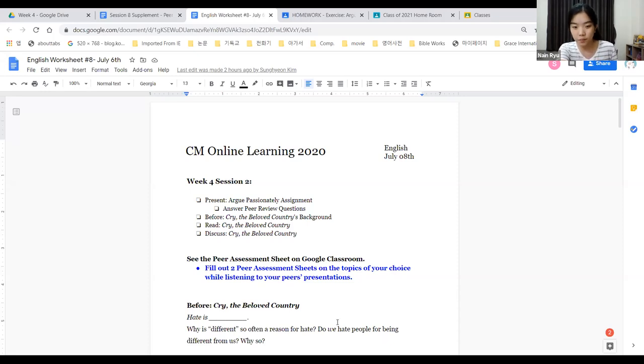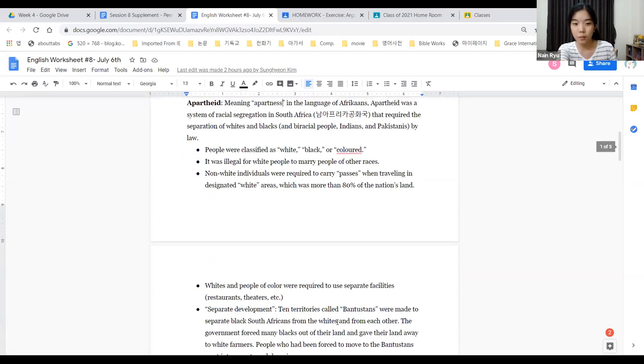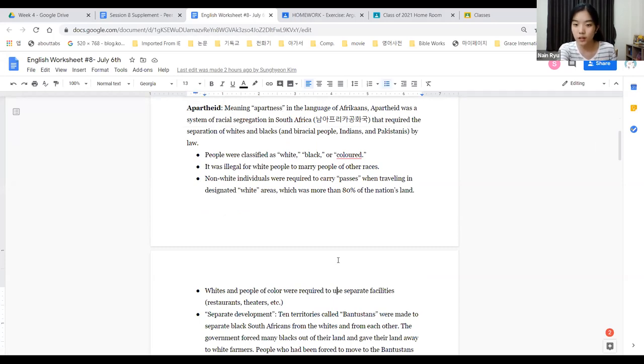Okay, so if you look here, it says apartheid, meaning apartness in the language of Afrikaans. Apartheid was a system of racial segregation in South Africa that required the separation of whites and blacks and biracial people, Indians and Pakistanis, by law. So it was a system that separated people by skin color. I think a lot of us have probably heard of a similar system in the US in the 1950s, post-Civil War, that kind of thing. But I think apartheid is much less known than that kind of segregation.